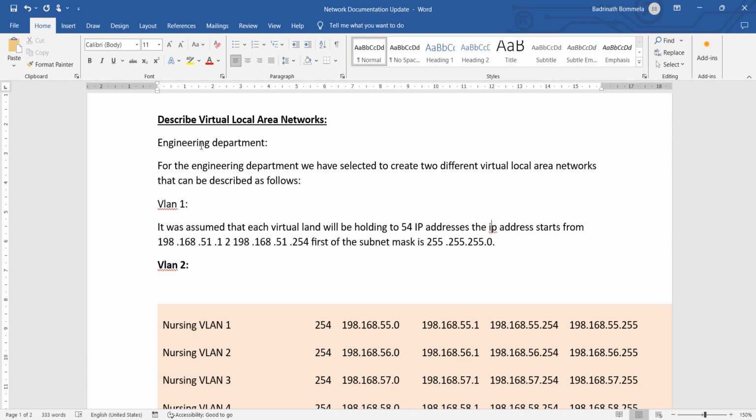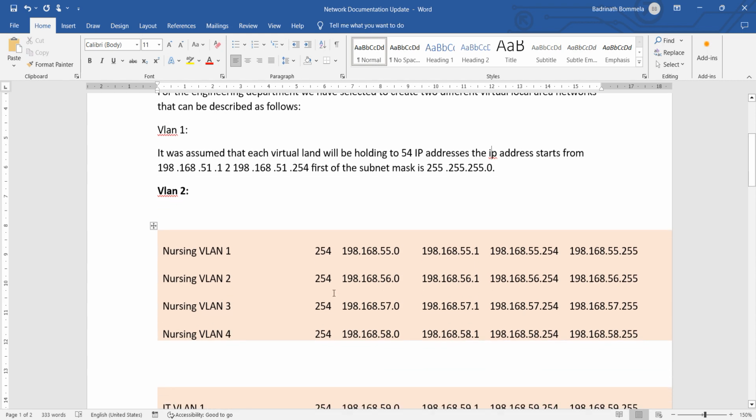You'll be discussing who the actual users are, and how many IP addresses are allocated. These details will be discussed. Make sure you properly discuss the different VLANs. So you mention two VLANs, then you discuss the different types of people that will be engaged with it.